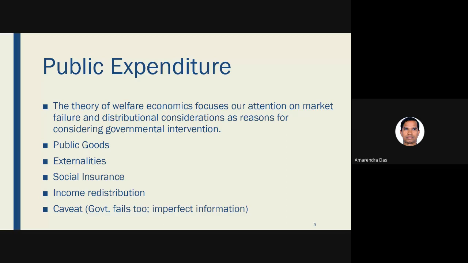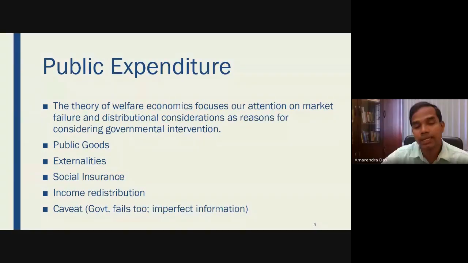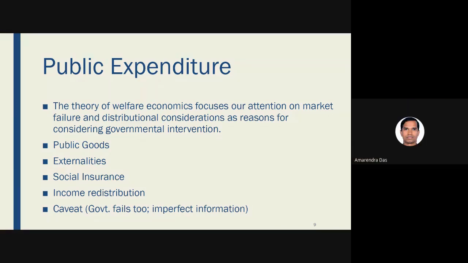So, in economics, we also discuss public expenditure, the theories of public expenditure, and in that we discuss public goods. I also discussed the difference between public good, private good, merit good, and club goods. Then we discussed externality, positive and negative externality, then social insurance, then income redistribution. And we also said that government is not omnipotent. Government can also fail, like the market fails.